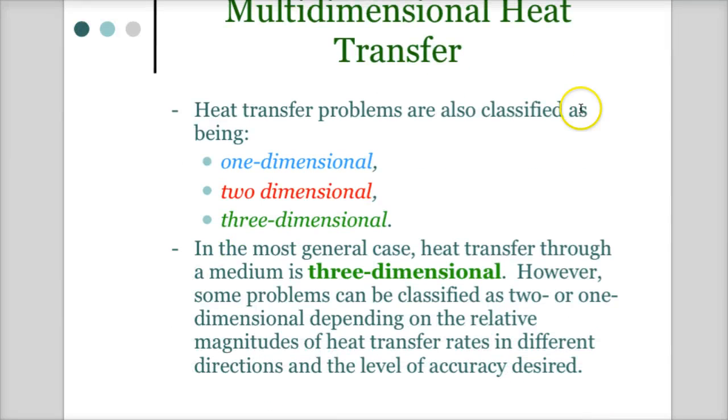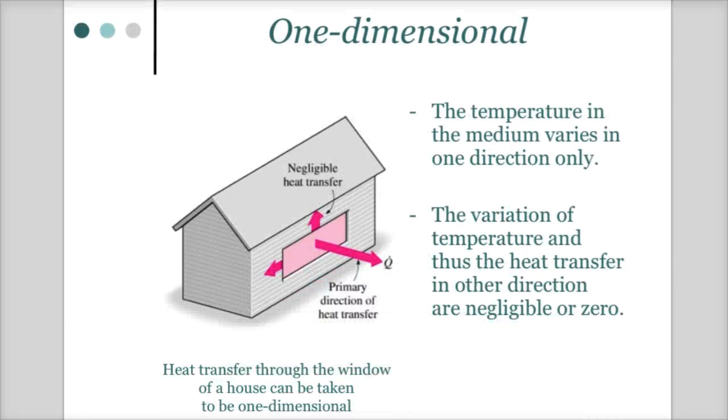So multi-dimensional heat transfer. Heat can be transferred in 3-dimensional, 2-dimensional, or 1-dimensional. In most cases in real life, heat transfer through a medium is 3-dimensional. However, some problems can be classified as 2 or 1-dimensional. So let's have a look. So 1-dimensional. Let's say for a house with a glass panel. For 1-dimensional, the primary direction of the heat transfer is outwards from the house.